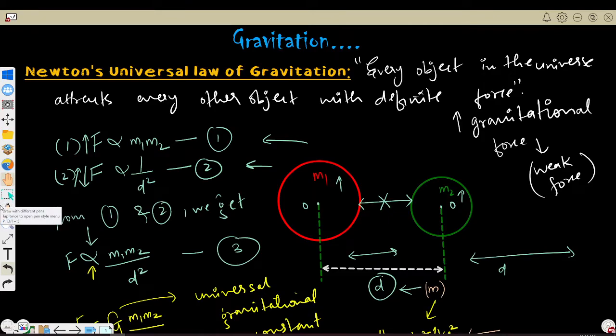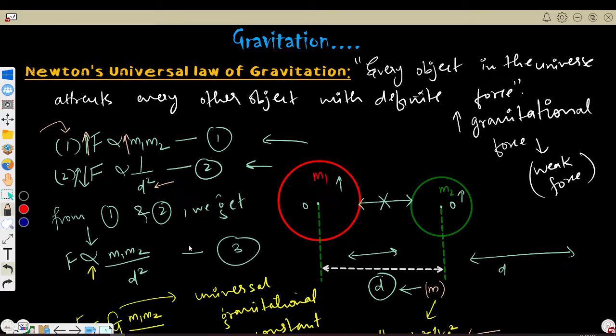According to Newton, every object in the universe attracts every other object with a definite force. Now this definite force is nothing but the gravitational force, and as I said, it is a weak force. Newton gave us some relations. The first relation is this attractive force is directly proportional to product of the masses of the two interacting bodies, which means if you increase the masses of the two interacting bodies, the magnitude of the attractive force will also increase. And the second relation is the attractive force is inversely proportional to the square of the distance, which means if you increase the distance between them, the magnitude of the force will drop, it will decrease.